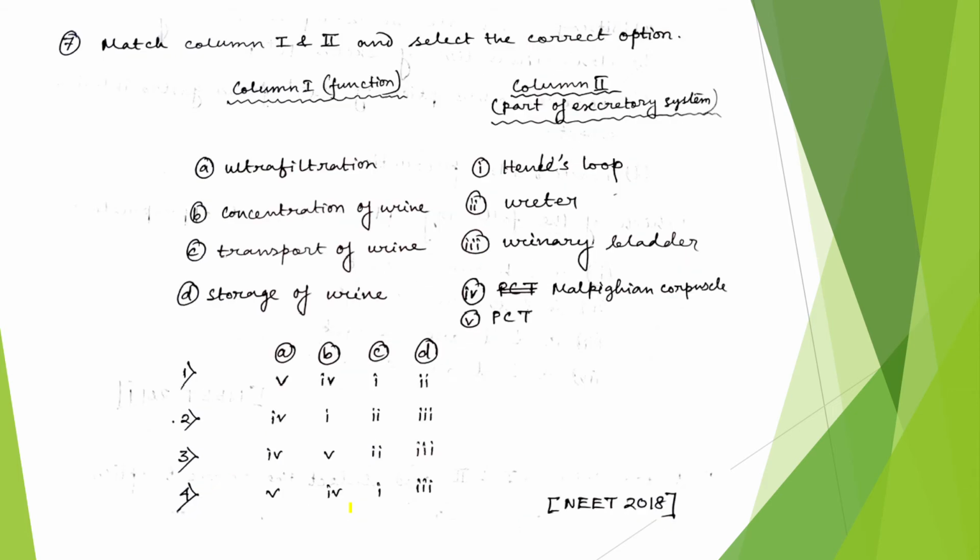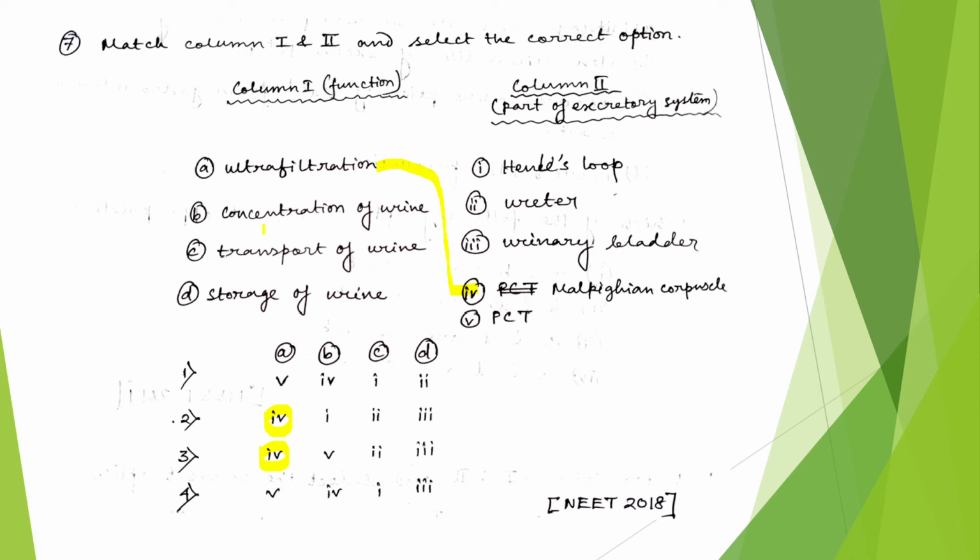Now coming to the next question. Match column 1 and column 2. Okay. See, ultrafiltration. Where does ultrafiltration occur? It occurs in our glomerulus or in our Malpighian corpuscles. So option A will team up with option 4. See where option A is pairing up with option 4. Here it is pairing up with option 4 and also here it is pairing up with option 4. So we have to check another option.